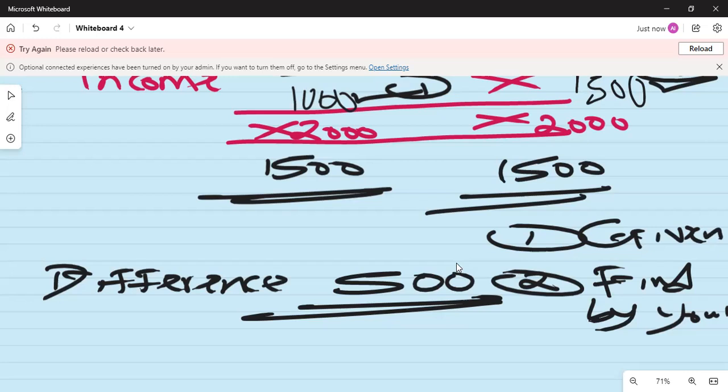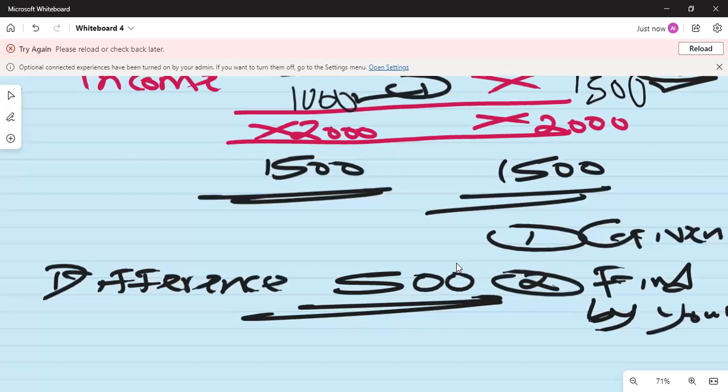But now, let's assume that it is not given. If it is not given, then the first thing that you have to do is prepare the trial balance by yourself, so that you're able to identify the difference by yourself.